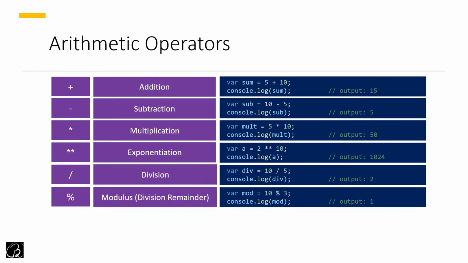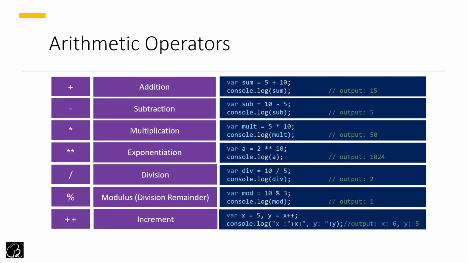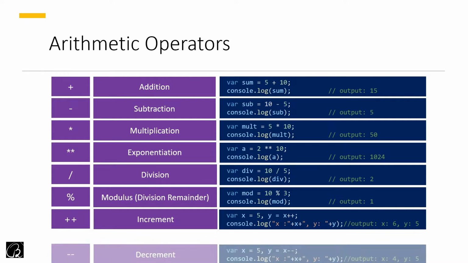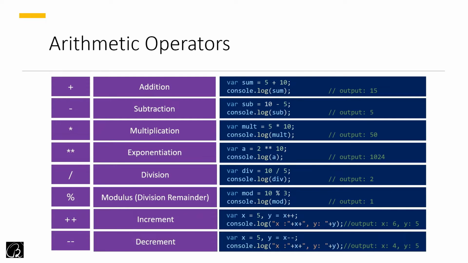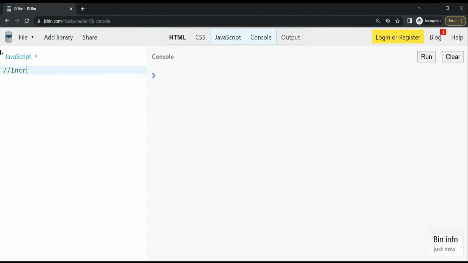Next we have increment, that is double plus. If you write this double plus, then the value of the variable will be incremented by 1. And next we have decrement. That is the same thing, but here it will be decremented by 1. Now I will show you some examples of increment and decrement operators. I'll be talking about the increment operator, that is plus plus. But we have two types of increment.